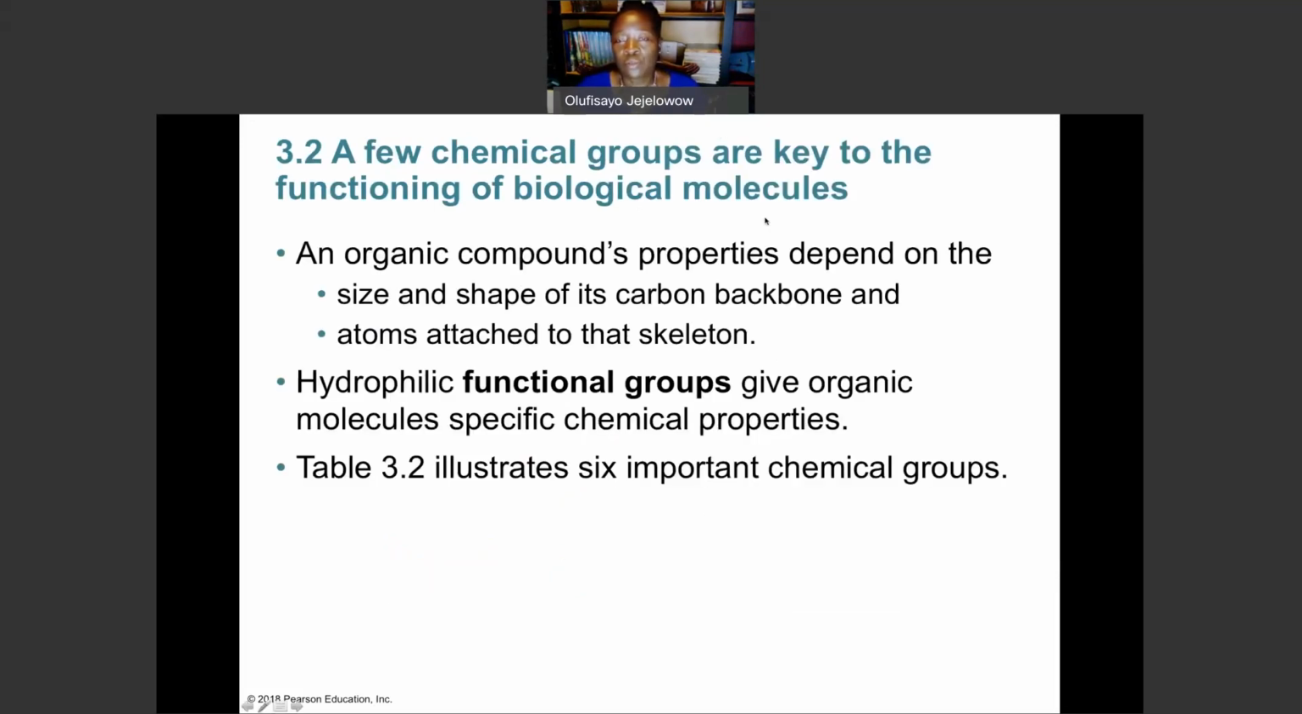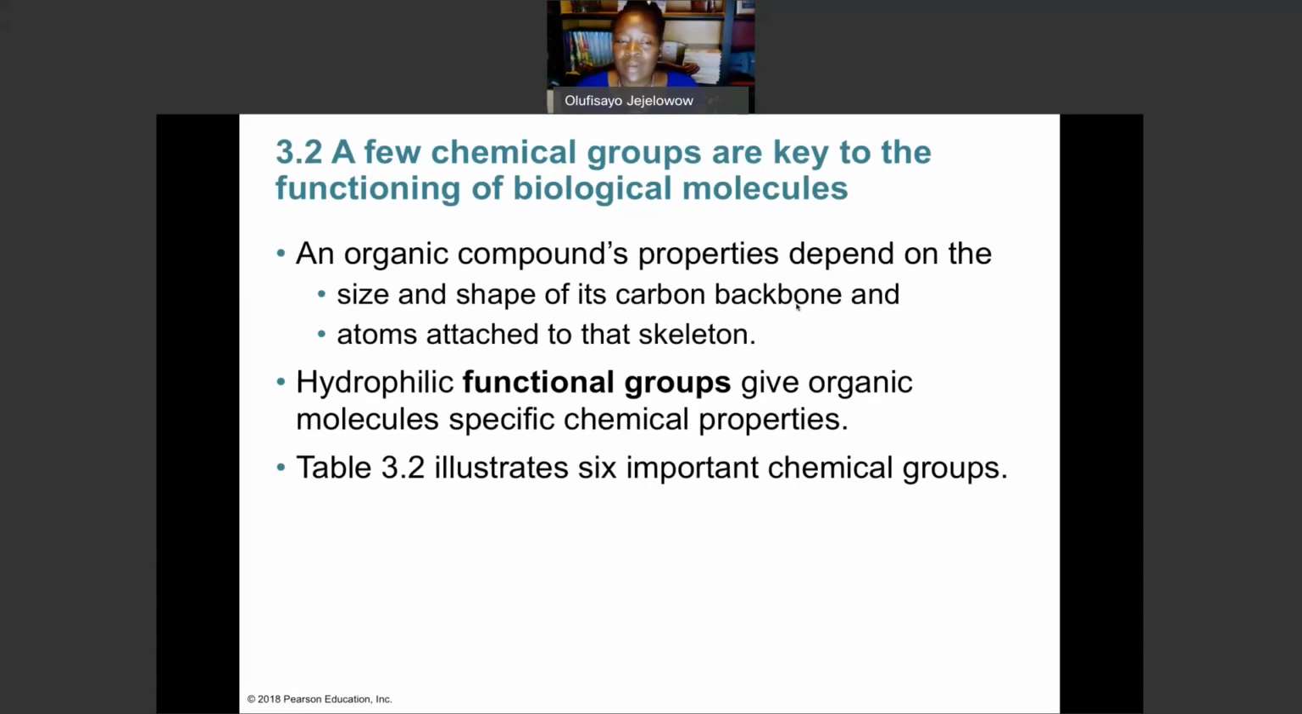So there are a few groups of compounds that are key to the functioning of biological molecules. So we are focusing on organic compounds because they're very, very important for the functioning of biological molecules. The properties of organic compounds depend on the size and shape of the carbon backbone and the atoms that are attached to that skeleton.